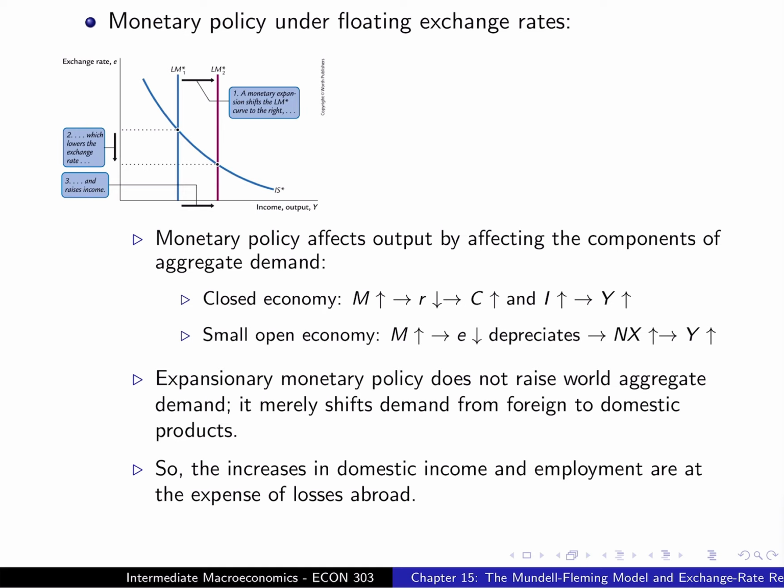An increase in the money supply M lowers the interest rate R, which increases both consumption and investment, leading to higher output Y. In a small open economy, an increase in the money supply M causes the exchange rate E to fall or depreciate, which increases net exports and therefore raises output Y.